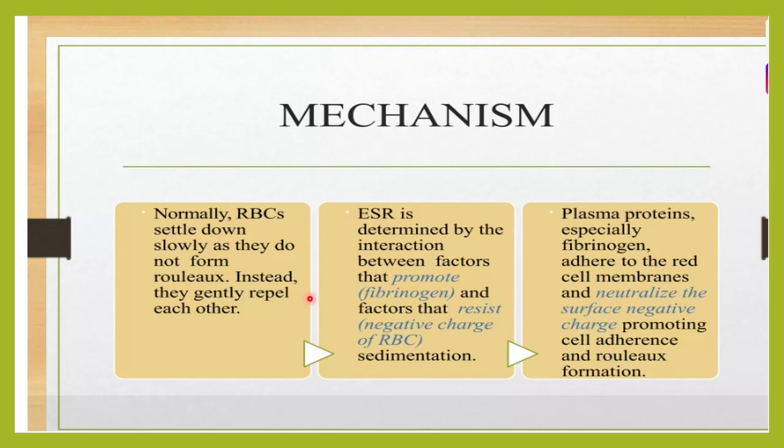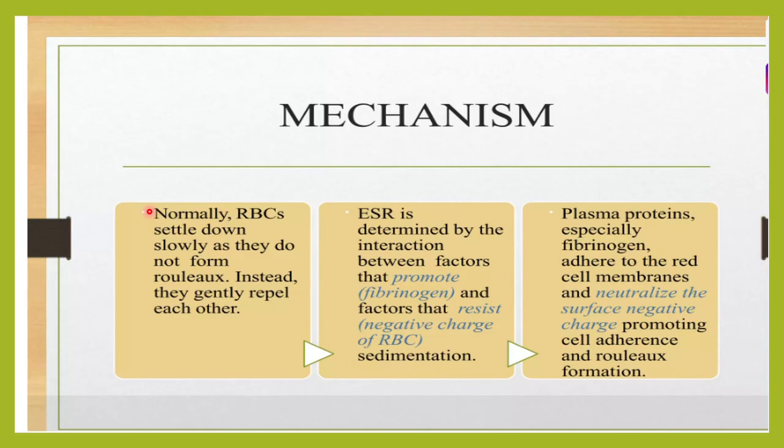So what is the mechanism? Normally RBCs settle down slowly as they do not form a Rouleaux. Okay, normally Rouleaux formation does not happen. Instead, one RBC keeps repelling another because everything has a negative charge around it. So they will be settling at the normal rate.